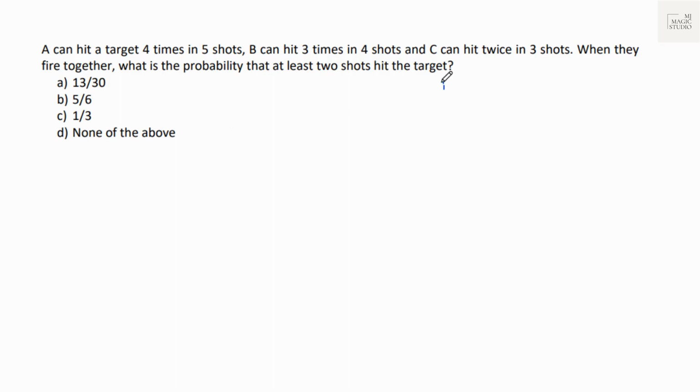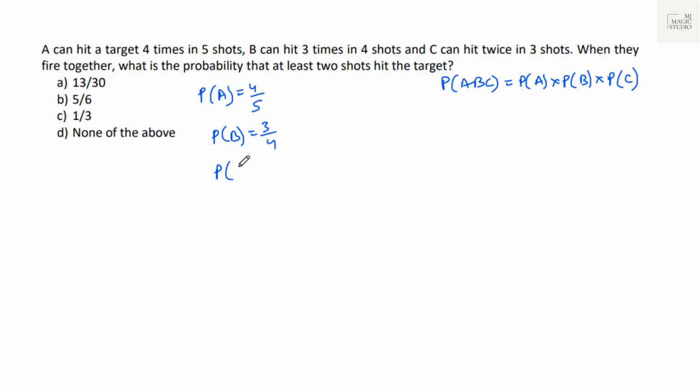In case of independent events, we know that the probability of occurrence of A, B, C is given by the multiplicative effect of the individual probabilities, and negation is also applicable. A can hit a target 4 times in 5 shots. That means the probability of A hitting the target is 4 by 5. B can hit 3 times out of 4, so the probability of B is 3 by 4. And C can hit twice in 3 shots. The probability of C hitting the target is 2 by 3. As far as negation is concerned, it is 1 minus 4 by 5, that is 1 by 5. B not hitting the target will be 1 by 4. And C not hitting the target would be 1 by 3.